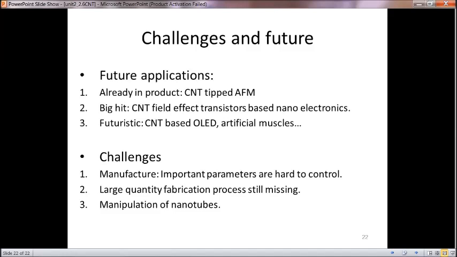But overall, carbon nanotubes provide higher utility compared to other nanomaterials. Thank you.